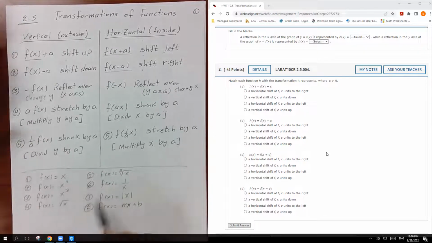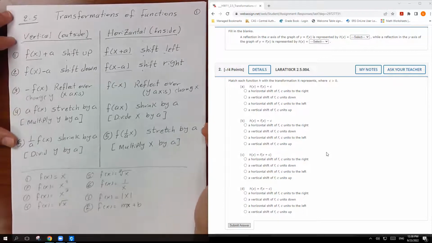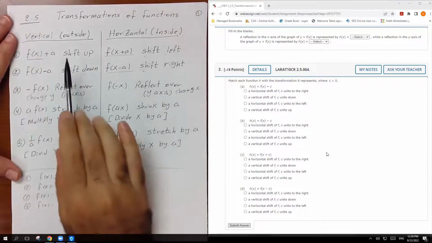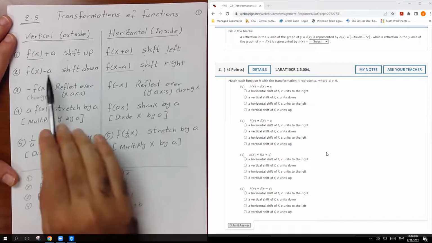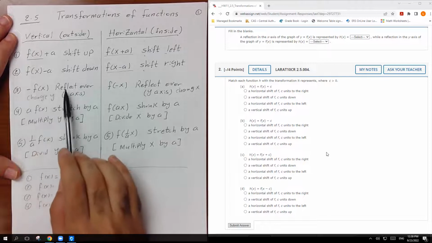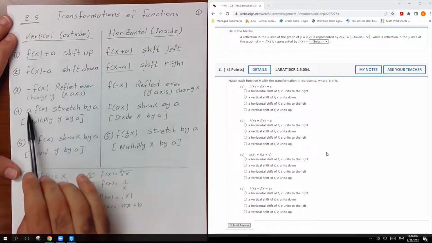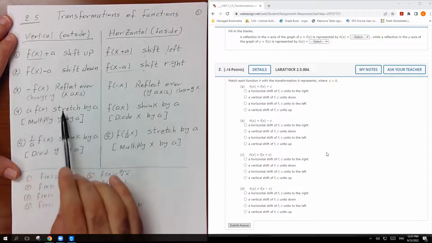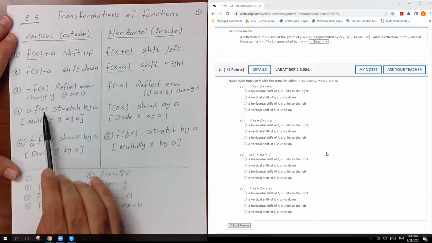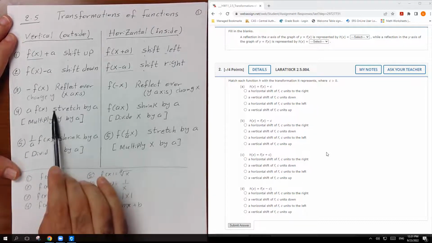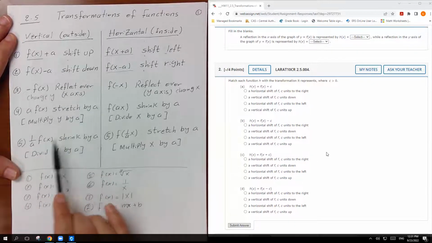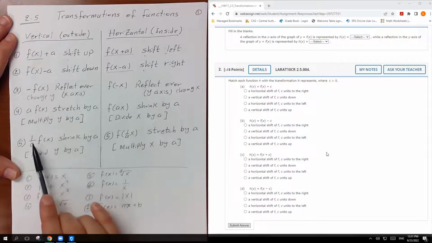So we're going to use these basic functions or parent functions to do the transformation. If you have f of x plus a, it's going to be shift up. If f of x minus a, it's going to be shift down. If there is a negative sign outside the basic function, it's going to be reflect over x-axis. If you have a number outside the basic function, it's going to be stretched by a. And how are you going to find the stretch? Just pick 2 points and find the slope. If you have 1 over a times f of x, it's going to be shrink by a. To find a, just go ahead and find the slope.